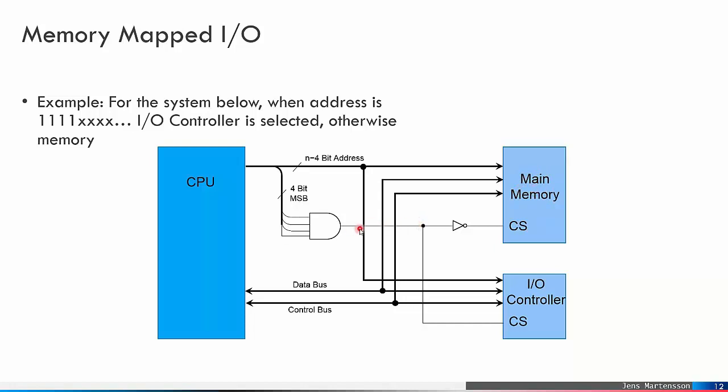And at that time, when the output of the AND gate is 1, it is actually selecting the I/O controller. When these are not all 1, the output is 0, inverted, then it becomes 1 here. At that time, main memory is selected, not the I/O controller. But the rest of the lines, the lower address bits, the data bus and the control, they all share the same thing.